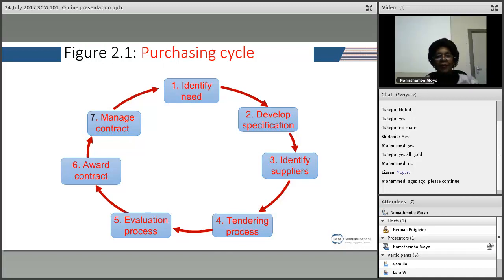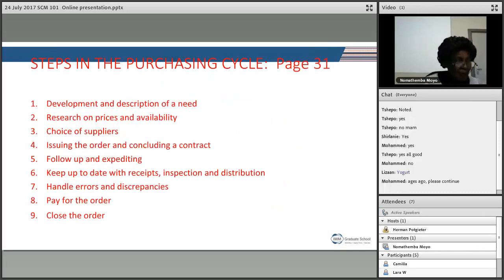So we have the purchasing cycle. If you got your figure 2.1, the purchasing cycle is there. You have something about the purchasing cycle, like identify the need, develop specification, identify suppliers, tendering process, evaluating process, award contract, manage contract. They ask for 9 steps in the purchasing cycle.